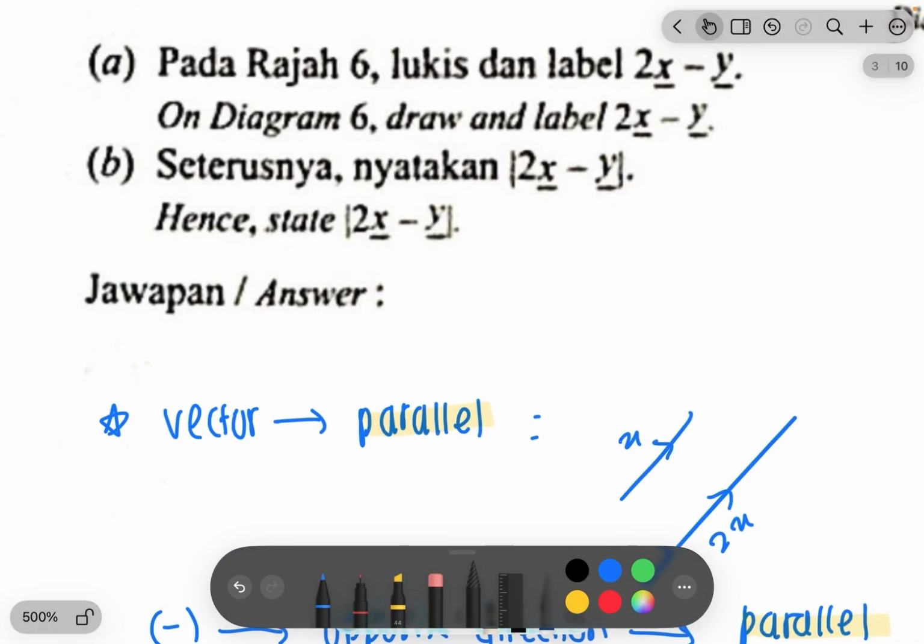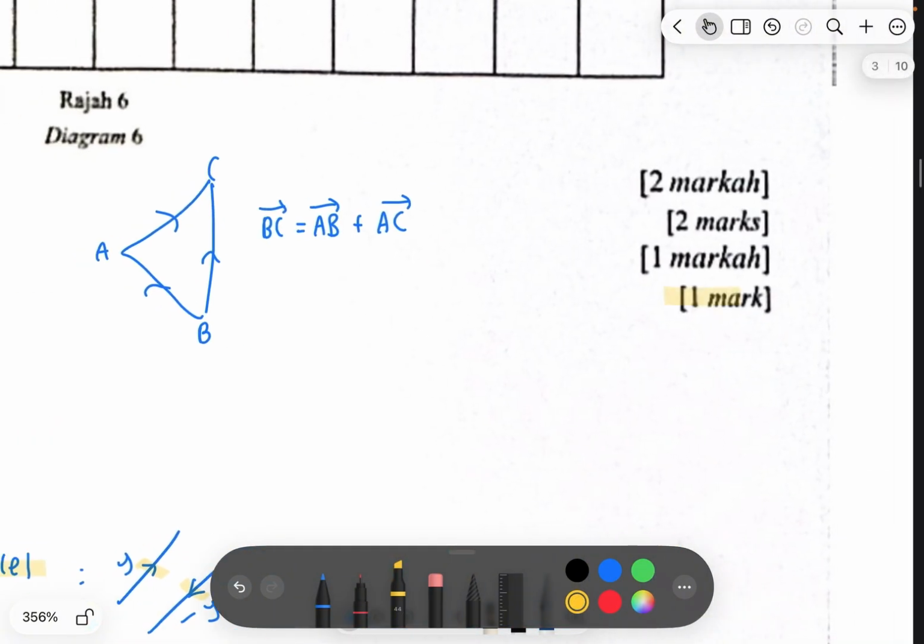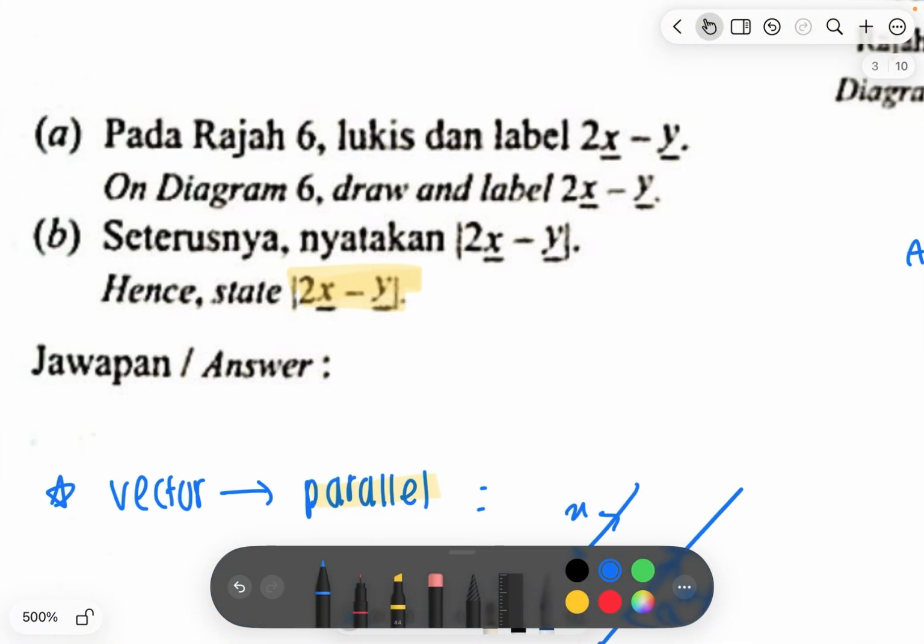Okay, next. Hence, state this. So always look at the marks. This is 1 mark, so there should be no issue. It's not that difficult. It's not going to be confusing. So whenever you see modulus like this, it basically means it wants the magnitude. So magnitude for a vector is literally equal to distance. Whenever they mention they want a magnitude of something, it means they want the distance.